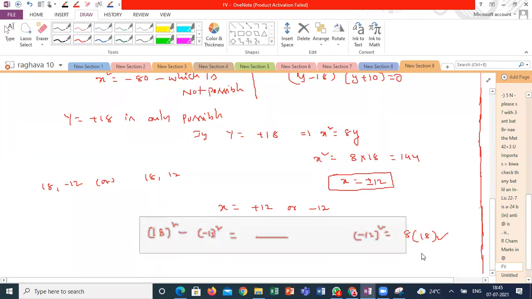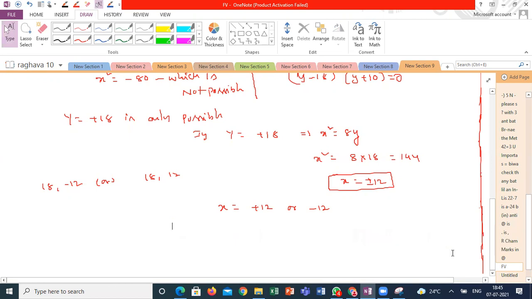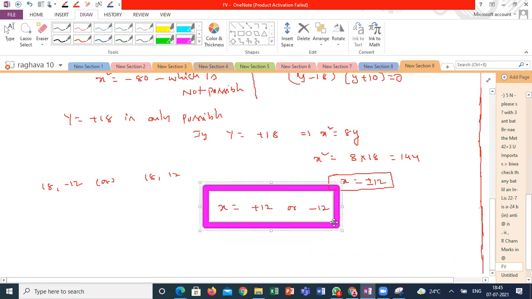See, that's the reason I'm asking you very carefully. You have to judge what are the possible answers for x and what are the possible answers for y. The x might be plus 12 or minus 12, but y is always plus 18. Is it clear, guys? What is the best logic of this question? Are you listening, everyone? Yes or no? Shall I move to the next question? Yes, sir.